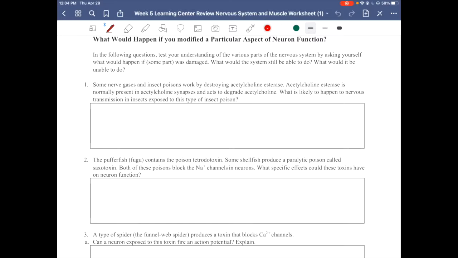Does that make sense? I know that was a lot of words, so if you have any questions, please let me know.